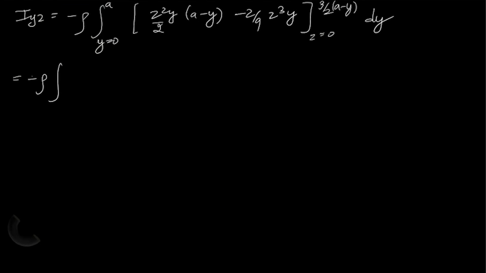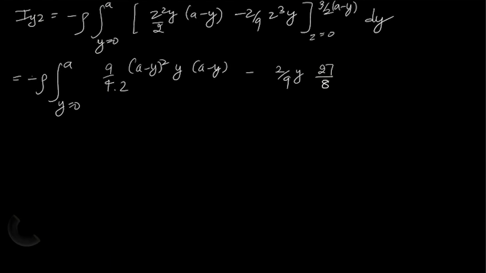So moving on to the next slide. This is the expression we got till here. So let's put the limits for z. So this will be 9 over 4 and then (a minus y) whole square y, (a minus y) minus 2 over 9 y, and 27 over 8 (a minus y) whole cube. So bracket close and then dy.